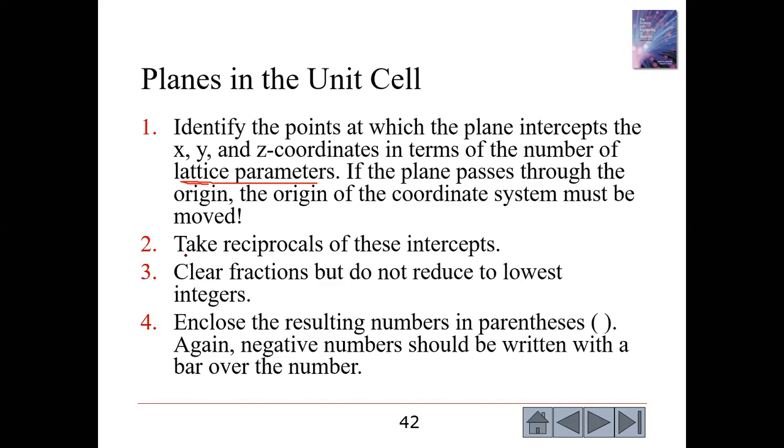The second step is take reciprocals of these intercepts, right? Once you have identified the intercepts, then you will have to take the reciprocals. The third is clear fractions, but do not reduce to lowest integers. It's also different from the directions, right? In directions, we reduced it to the lowest integers. Here, we will keep it as it is.